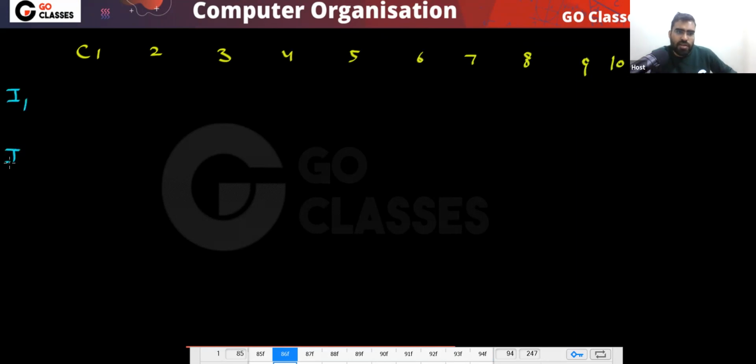This is your instruction I1, I2, I3, I4. It will go to instruction fetch, then it will go to decode, then to execution, then to MA, then to write back.